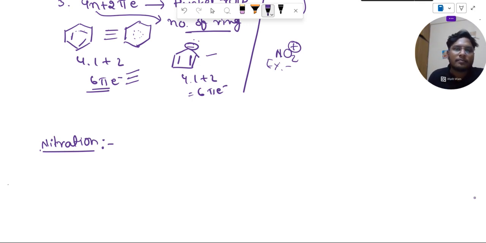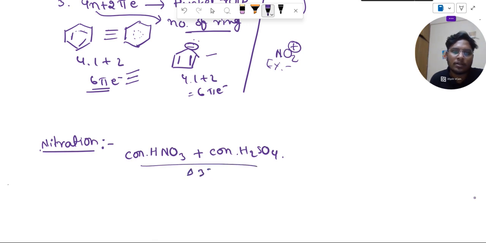The definition of nitration is: when sulfuric acid and nitric acid are mixed together and heated with a benzene ring, it gives nitrobenzene. And what are the chemicals that we are using here? Concentrated HNO3, concentrated, not dilute, plus concentrated H2SO4, and these are under heating conditions around 333 Kelvin.